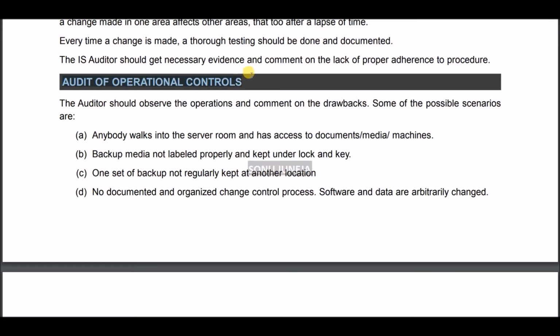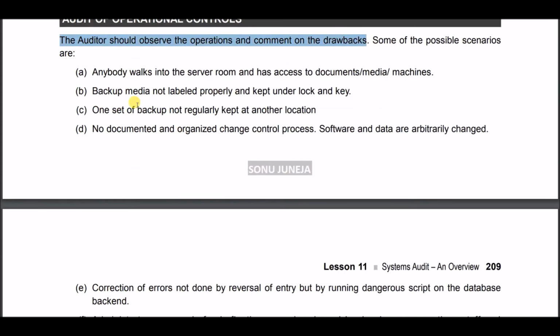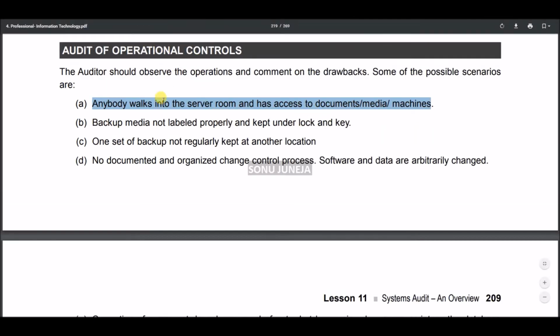Now the audit of operational control. For operational controls, let us take a scenario. The auditor should observe the operation and comment on the drawbacks. Some of the possible scenarios are: anybody who walks into the server room has access to the documents, media and machines. Anybody can go into your server room and hack the media.